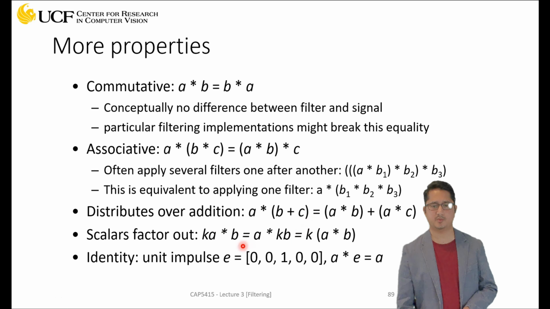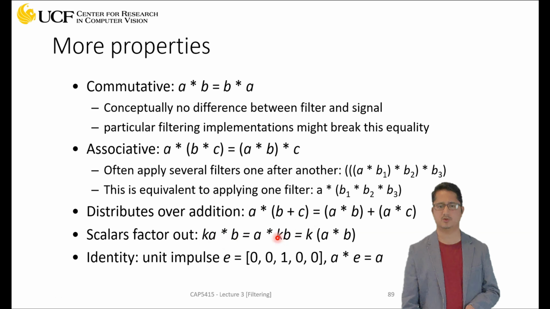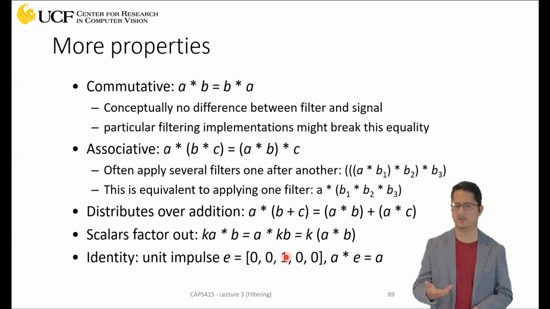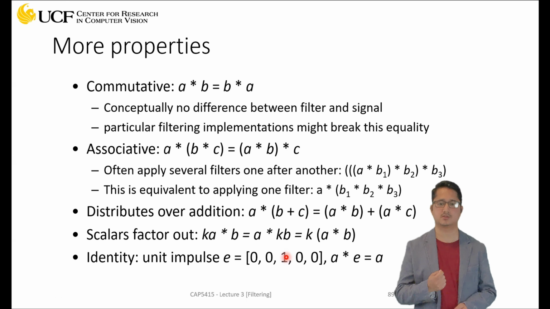So this is the identity operation, the unit impulse. I think we saw one example of this when we just have a one at the center. So this is a one-dimensional kernel. But you can have a two-dimensional kernel where you just focus on the center one, and your result is not going to change in that case as well.